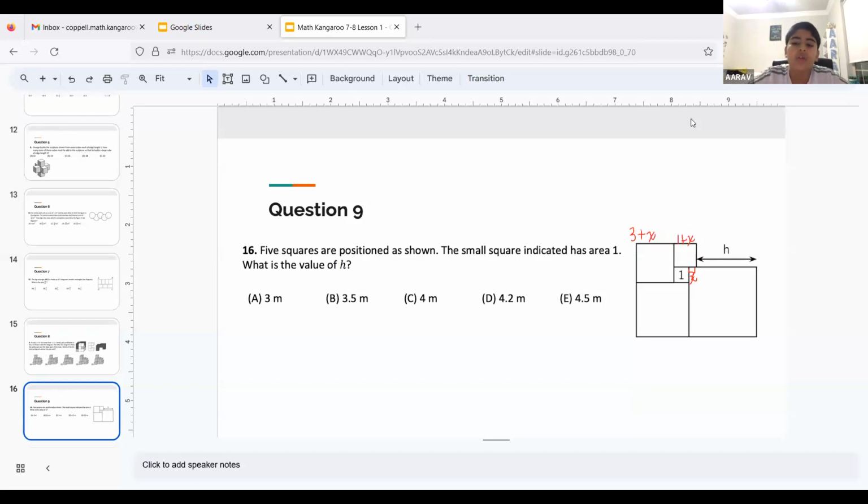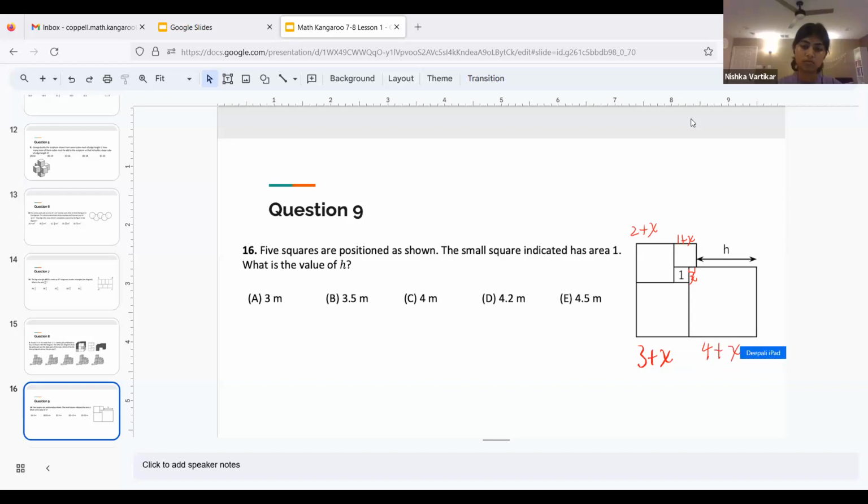Well, no, that would be 2 plus x. My bad. That would be 1 plus x plus 1, so 2 plus x, and then the second biggest square would be 3 plus x, and then the largest square would be 4 plus x.